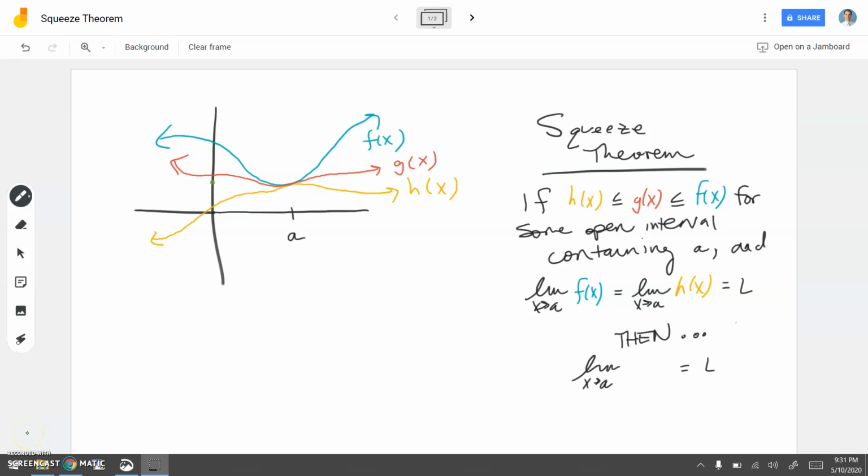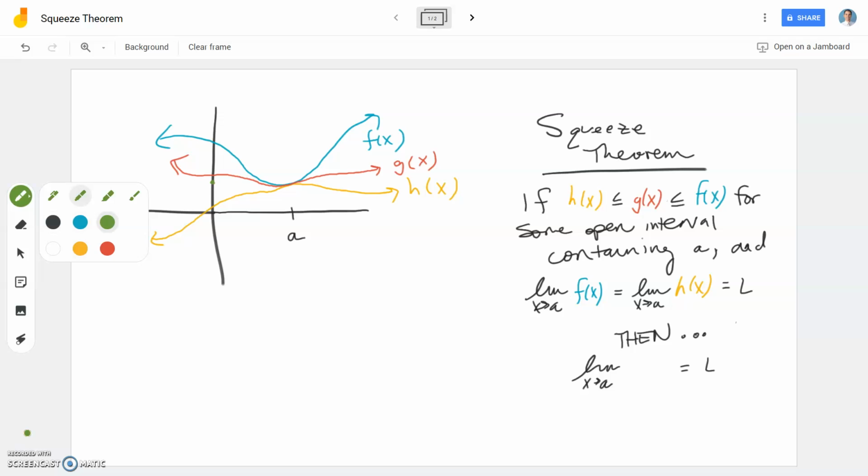Let's discuss a theorem in calculus that is fairly intuitive to understand, but sometimes more difficult to actually apply in the context of a problem. And that theorem is called the squeeze theorem. You can see by this graph I've drawn that I'm considering three functions here. h of x, which lies entirely beneath g of x, which lies entirely beneath f of x, for some open interval containing the x-coordinate a.